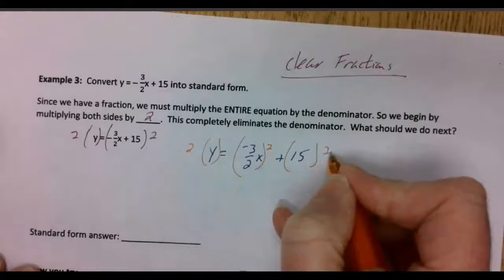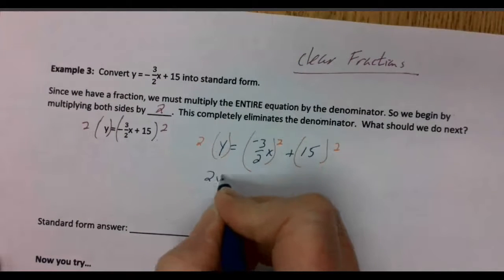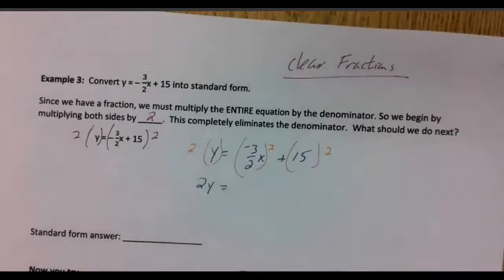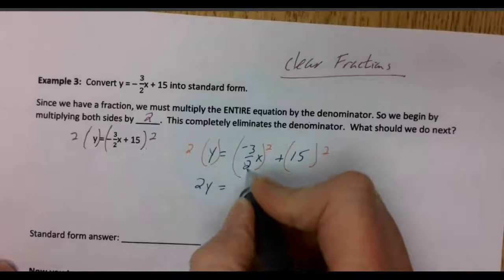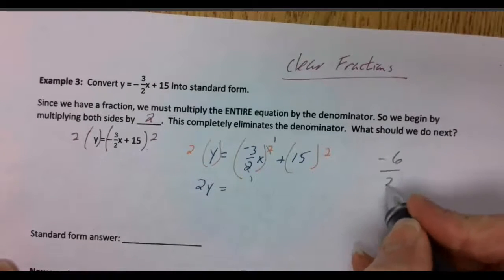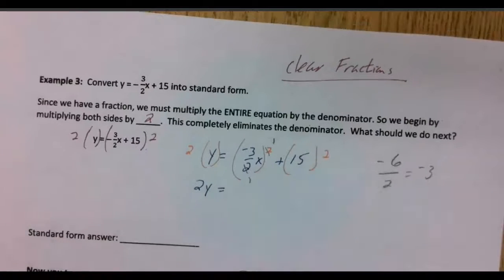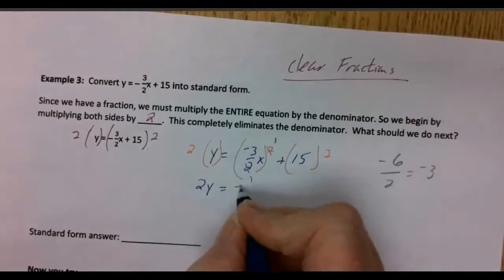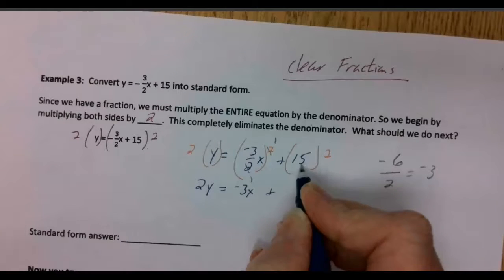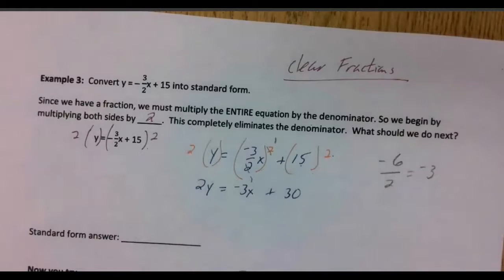Why are we doing it? Because it will get rid of our fraction here. So here, nothing cancels. I get 2y. Here, notice my 2's will cancel. I can cross cancel. Now, I could have also multiplied across and gotten -6/2, which is, of course, -3. I'm going to get that now. So -3x plus 15 times 2. There's nothing to cancel, so you just multiply. Now we're going to get this 3x.